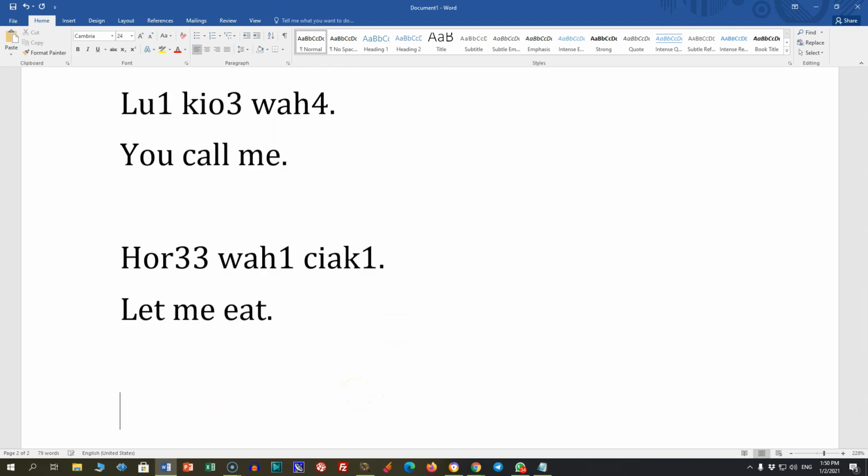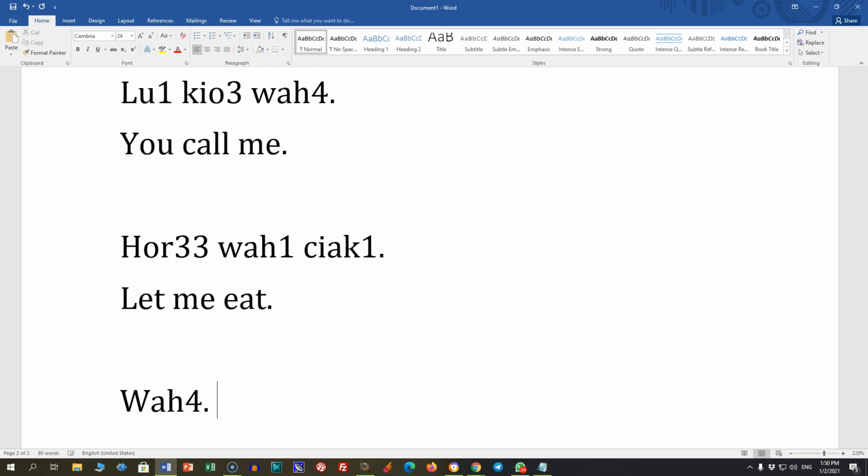So what we need to learn about wah is that it has two tones. The original or citation tone is wah with a number 4. It changes to wah if you use it as a subject in the beginning of a sentence or somewhere in the middle of the sentence. If you use it in an emphatic sentence, it moves back to wah. And you also use the same way if it's the object of the sentence, that is to say, at the end of a sentence. And somewhere in the middle, it will be wah.